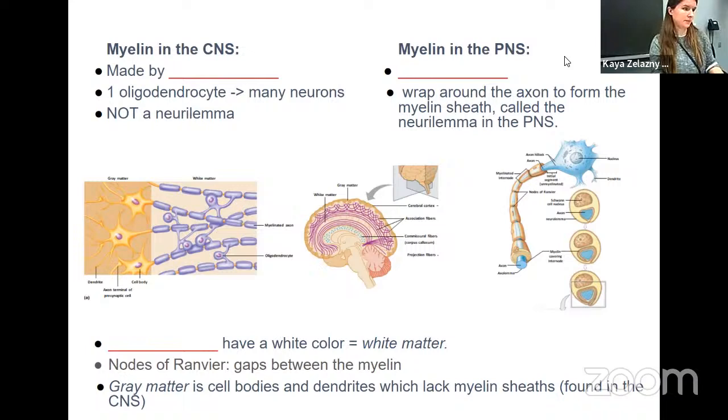Okay. Yeah, I did super shorten it. That is all we need to know about glial cells for our purposes for the exam.